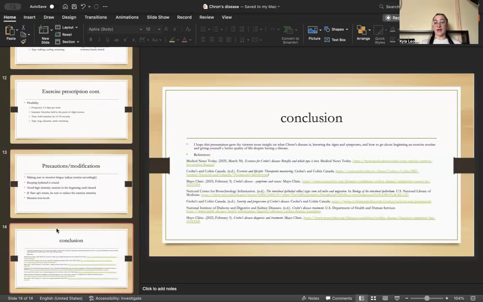So in conclusion, I just hope this presentation gave more insight on what Crohn's disease is, knowing the signs and symptoms, how to go about beginning an exercise routine, and giving someone with Crohn's disease an overall better quality of life, and knowing that there are options despite having this disease.